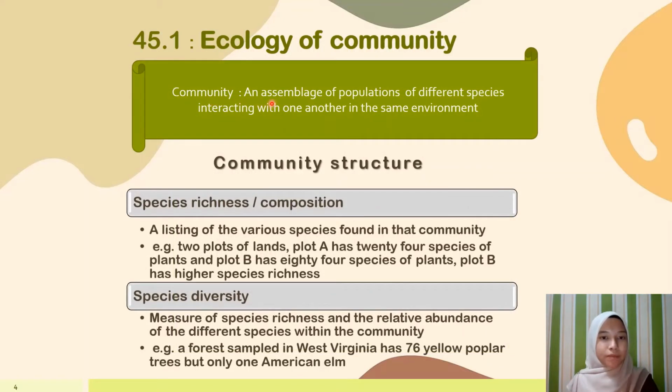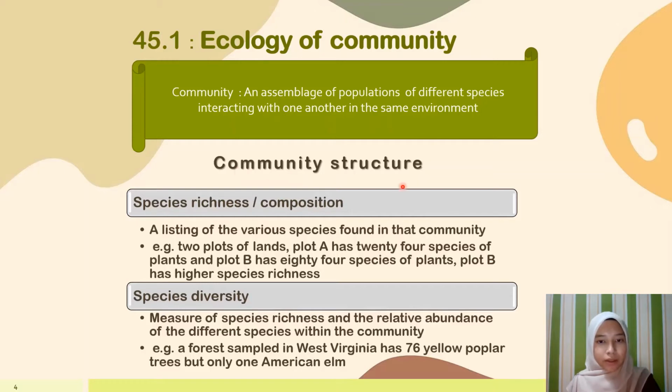Okay, community. A community is an assemblage of populations of different species interacting with one another in the same environment. For example, a fallen log. A fallen log can be considered a community because there are a lot of populations that live there and they interact with one another. To illustrate more, the fungi break down the log to feed the insects that live on or in the log, and then the insects are eaten by the birds. So we can call that a community.